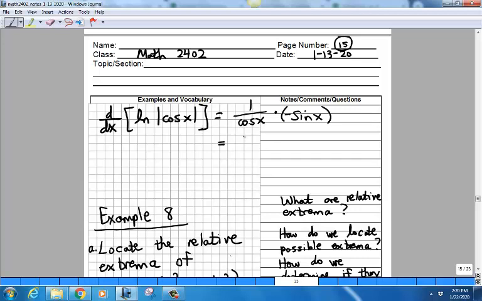But the derivative of cosine of x is minus the sine of x, so that one's usually one that you remember. So you have minus sine of x over cosine of x, and what's sine of x over cosine of x? That's better known as tangent x. So this is minus tangent of x, right? Just that easy. So taking derivative of natural log of an absolute value is really no different than taking a derivative of natural log without the absolute value.